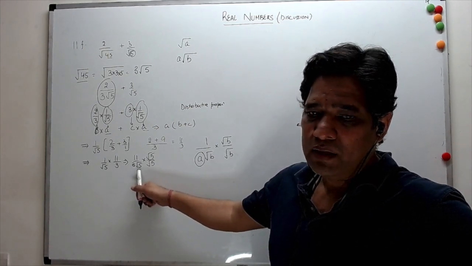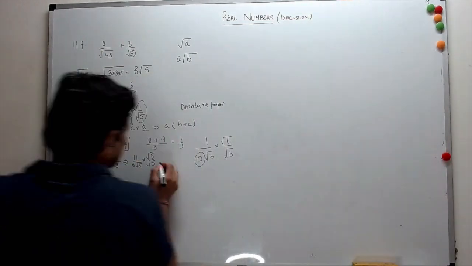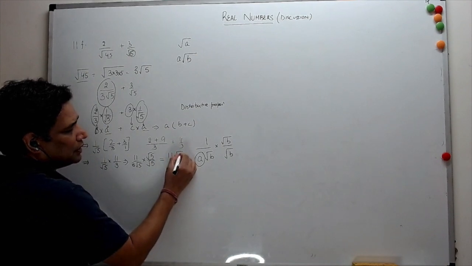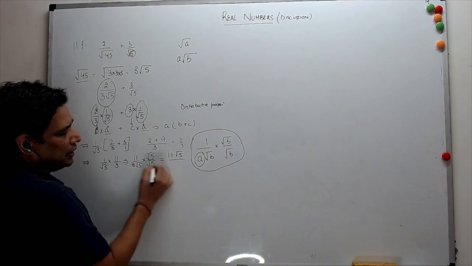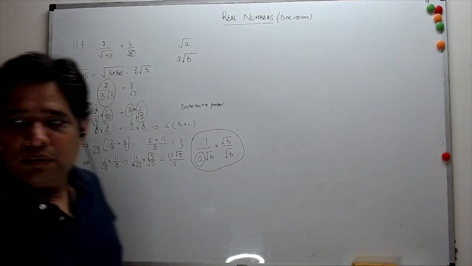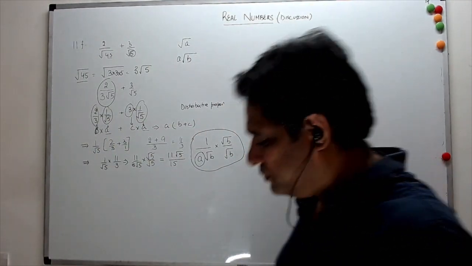Yes, sir. Are you with me? So once you have this, what you end up getting is 11 root 5 in the numerator over 3 into 5, which is going to be 15. Yeah. So that's the answer for you.